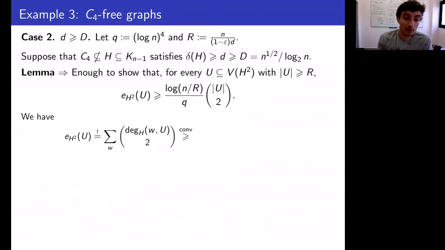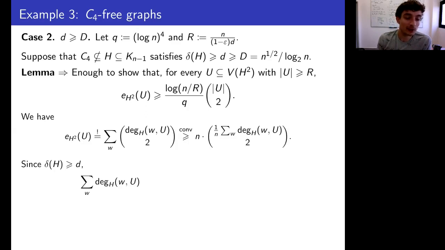Now, by convexity, this sum will be the smallest when all the degrees of W into U are roughly equal. And by convexity, we get a bound of n, which is the number of vertices W, times 1 over n times the sum of all of these degrees, choose 2.